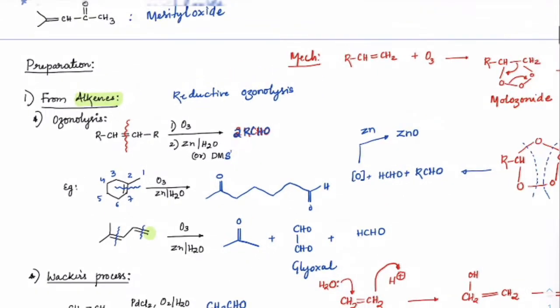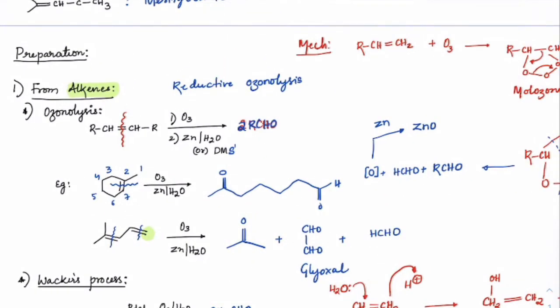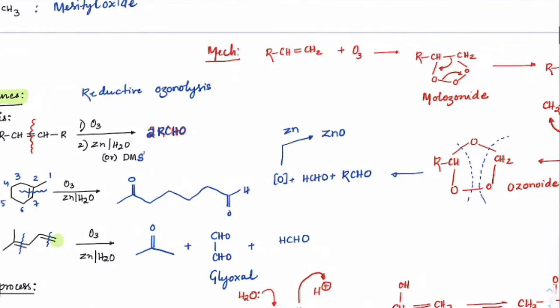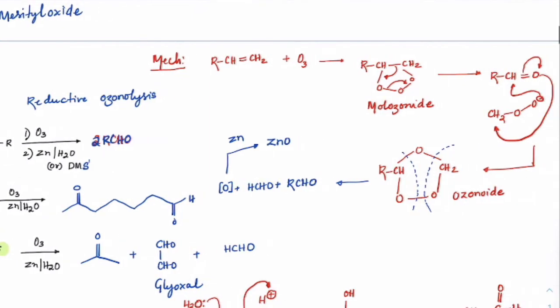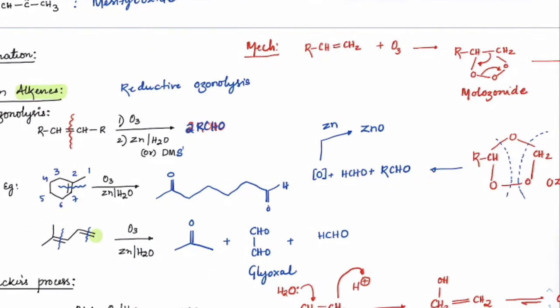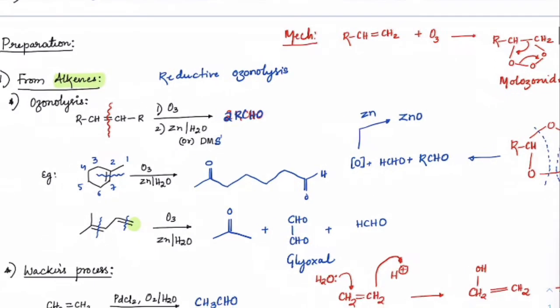Then we checked the preparation of aldehydes and ketones from alkenes. We learned through ozonolysis we can get aldehydes or ketones, right? But it has to be reductive ozonolysis. And you remember the mechanism? We'll break the double bond through two intermediates: first a molozonide, then an ozonide formation. And once you get that ozonide, from there we will get the respective aldehydes.